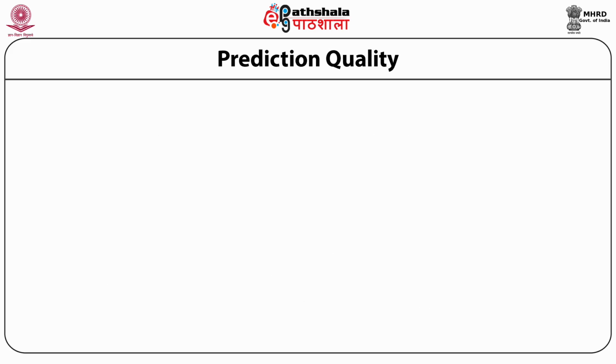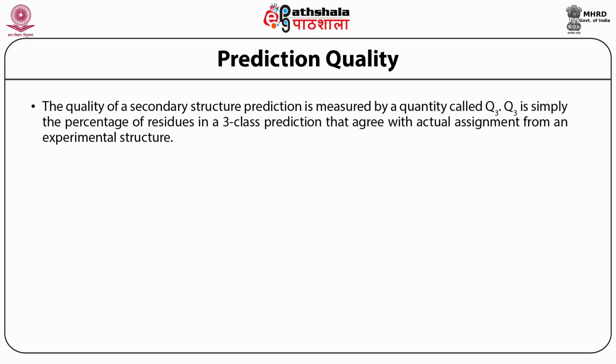The second important concept that we need to get clear about is the quality of the prediction. Now one could use an index called Q3 as a measure of quality, which is essentially the percentage of residues which have been correctly assigned in a 3-class prediction. Since there are just 3 classes, if I have a 100 amino acid protein and I randomly assign the amino acids to one or the other class, the chances are that I will be right for about 33% of the residues. So for a completely random prediction, Q3 is expected to be around 33%.